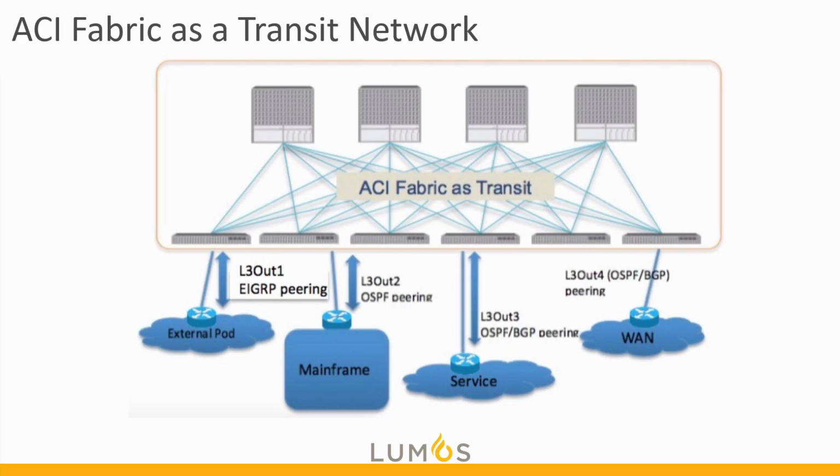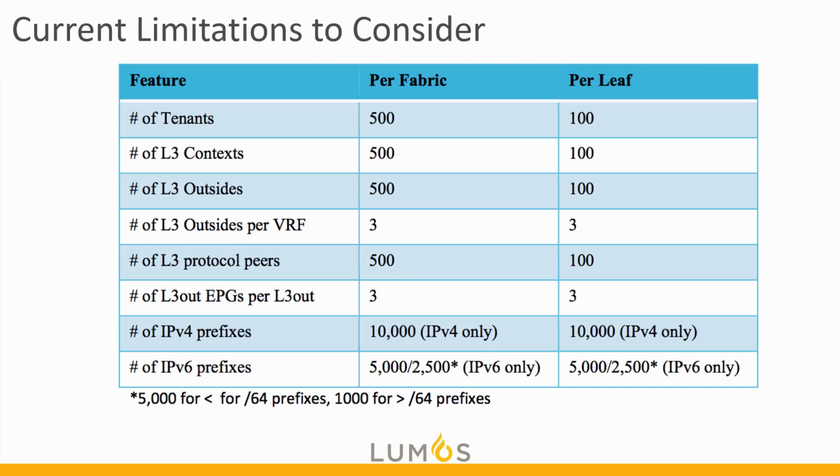In this portion of the module, we're going to begin taking a look at how to configure that and some things to consider. First of all, let's take a look at some current limitations. At the time of this recording, with ACI 1.1.10, or J was the previous release, we do have some current limitations. In terms of the number of tenants or VRFs, essentially per leaf and per fabric, we have a limitation of 100 per leaf or 500 per fabric.